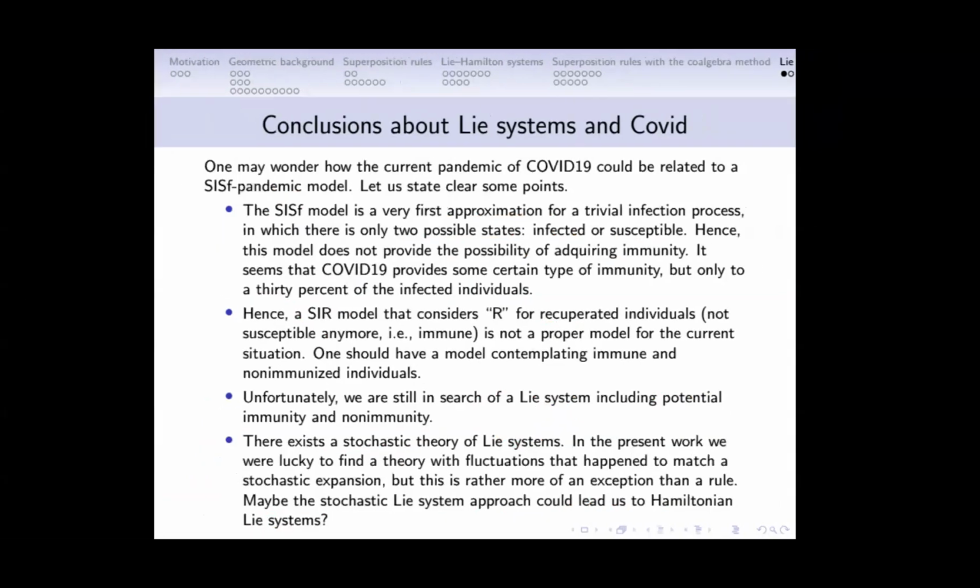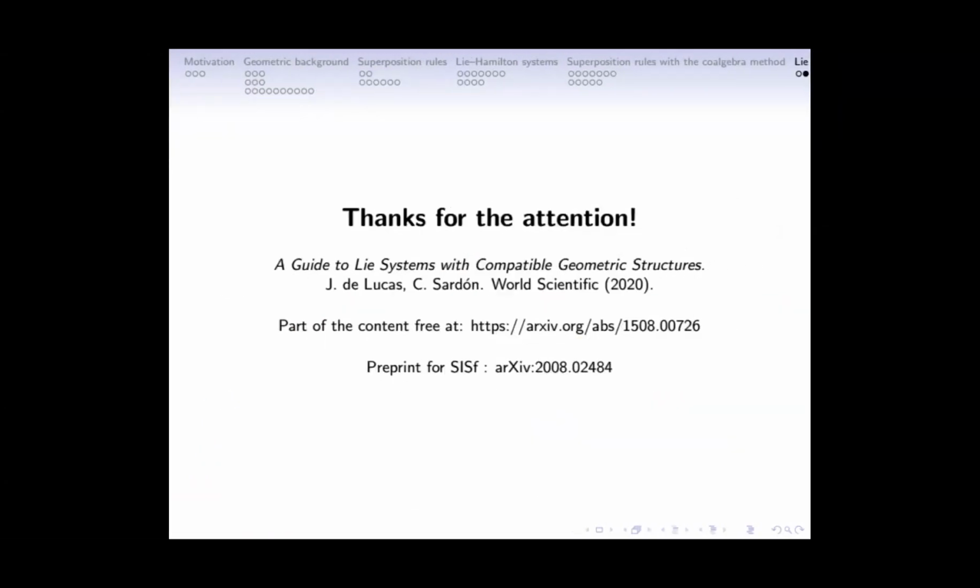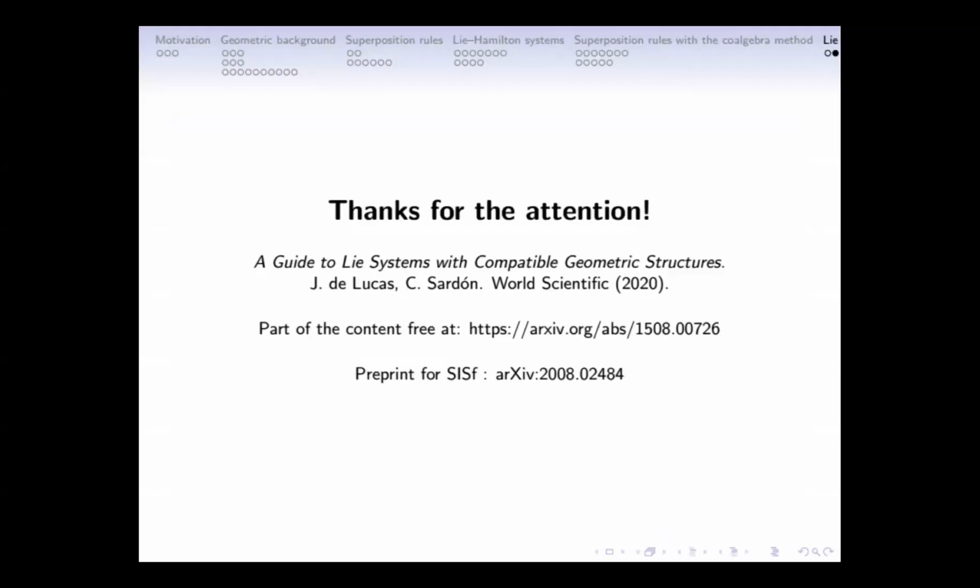And I'm well past the time, so I'm very sorry I took so long, but thank you for the attention. And if you want to take a look at some bibliography, we had a whole book about Lie systems and compatible geometric structures. Most of the content is here. And the preprint of this SIS model with fluctuations is here. It was just sent for publication a couple of weeks ago, and we still don't really have any news. So, thank you.